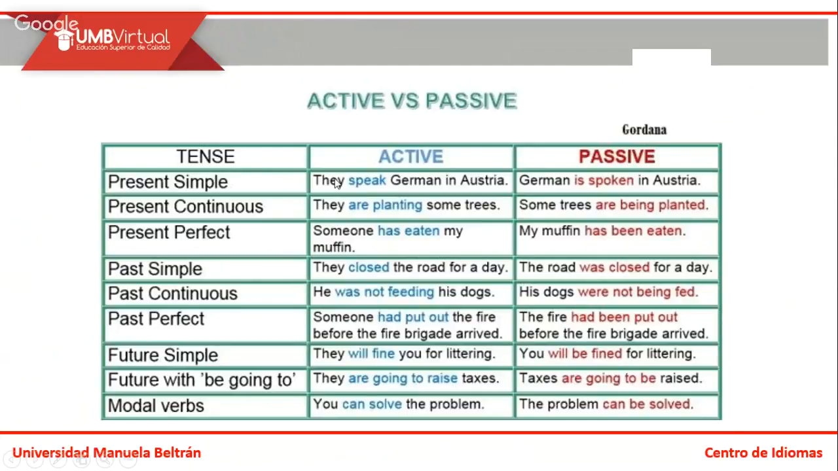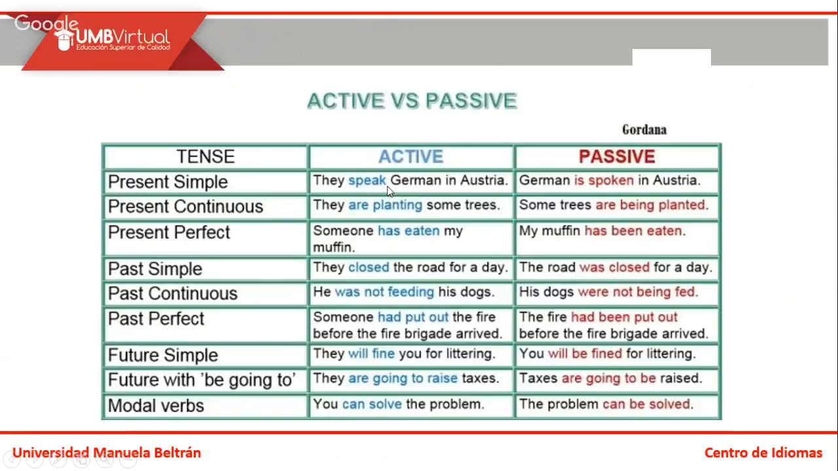So in this regard, we have present simple. They speak German in Austria, right? Okay, they speak, here it is in present. Right there, what is German? Alemán, all right? So in this case, it's a language. And right there, okay, how we can transform this active sentence into passive. Now, German is spoken in Austria, right?